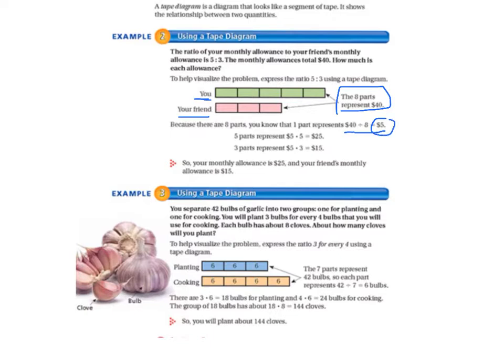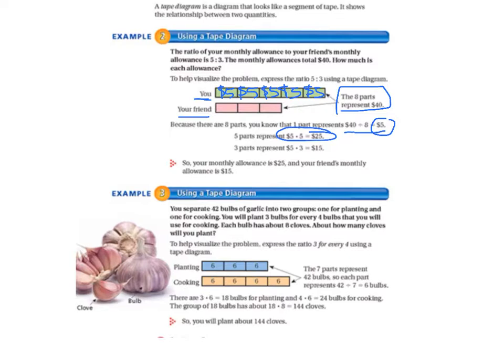So 5 parts is going to equal $5 times 5. So if each part is $5, I'm going to help you visualize this a little bit better than what the book does. We're going to write $5 in each box. Then 5 times 5 is $25.